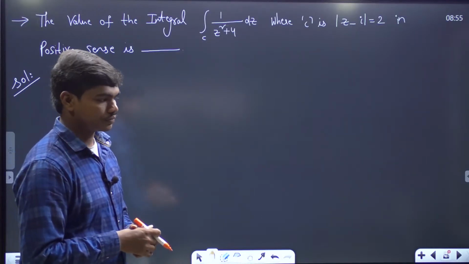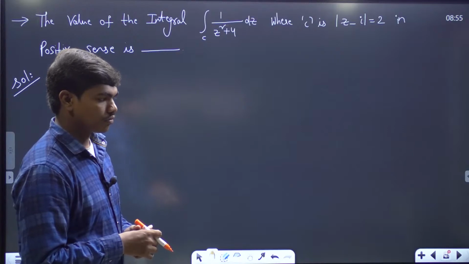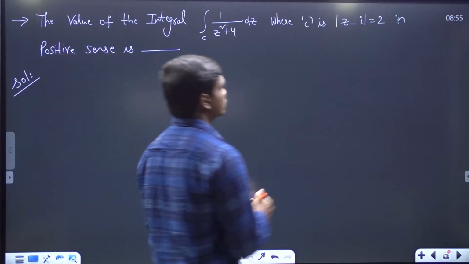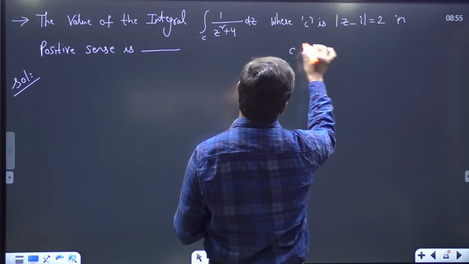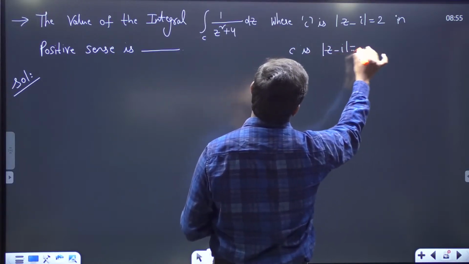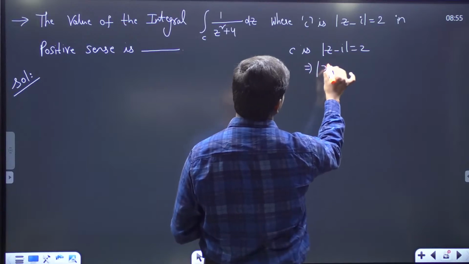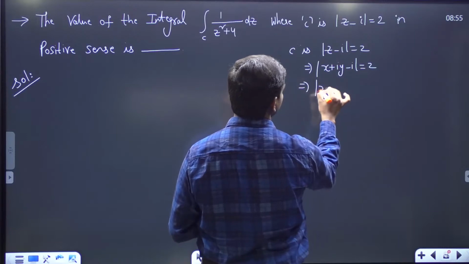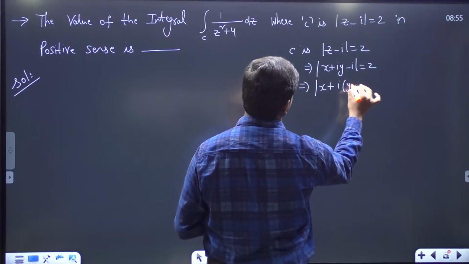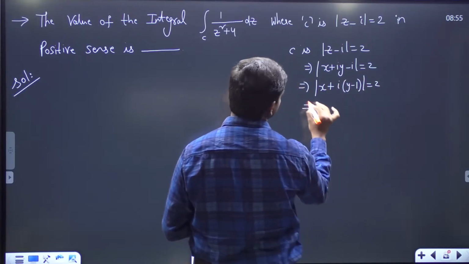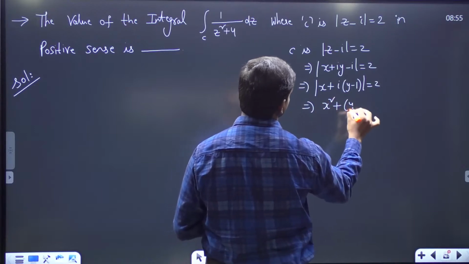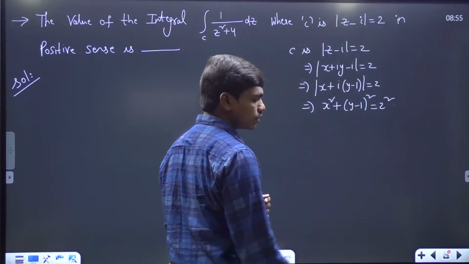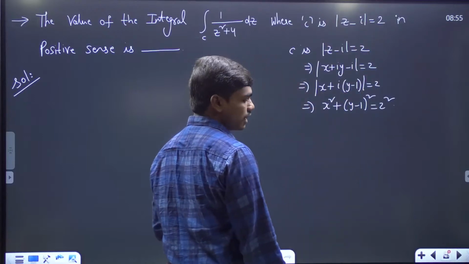Zero. Let me check. So all of you see here. What's the path given? C is mod z minus i equal to 2. So if you write z as x plus iy, this is mod of x plus i into (y minus 1) equal to 2. So if you see this, x square plus (y minus 1) whole square is equal to 2 square, means this curve is representing a circle. Oh, answer is 0. Good, let me check.